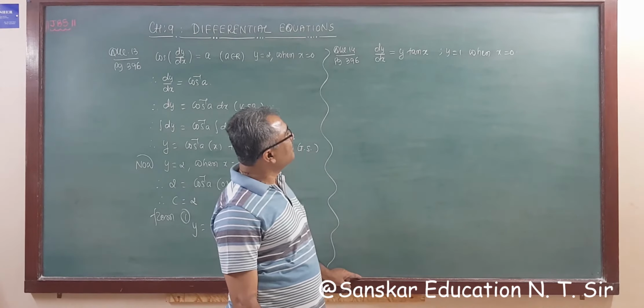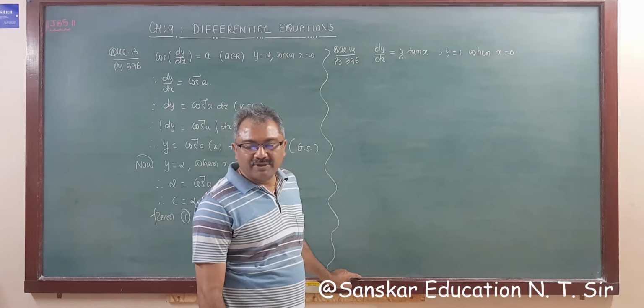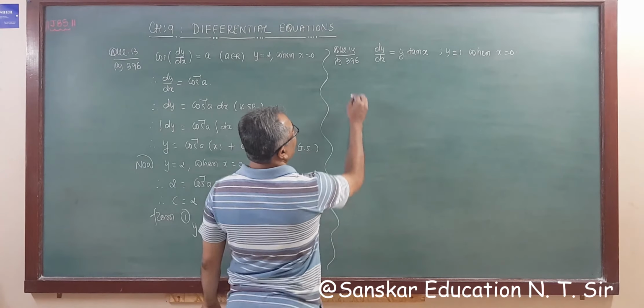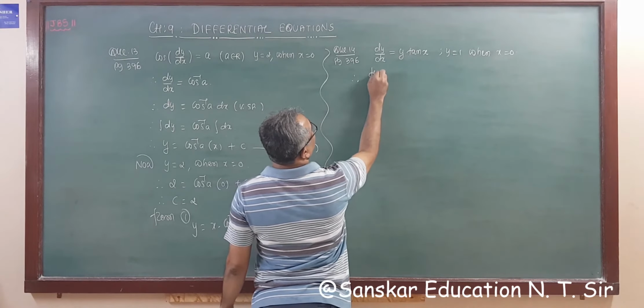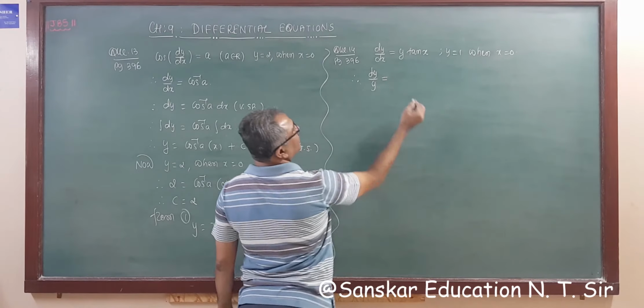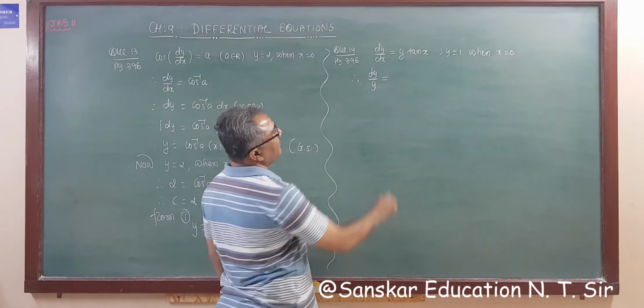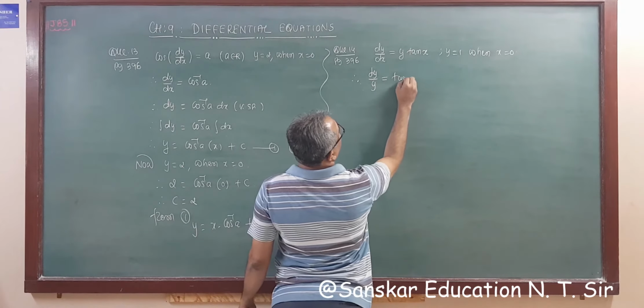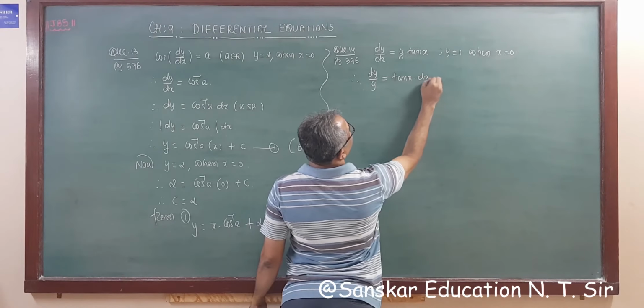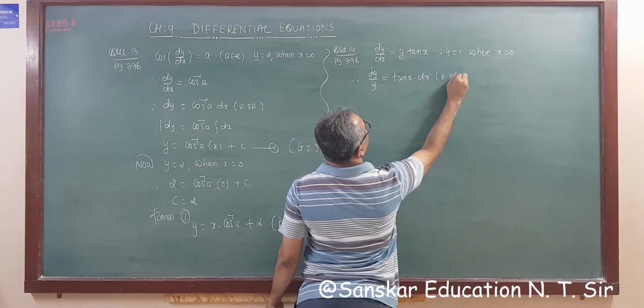dy by dx is equal to y tan x. So easily we can change this into a variable separable form. So dy by y is equal to tan x into dx. So this is your variable separable form.